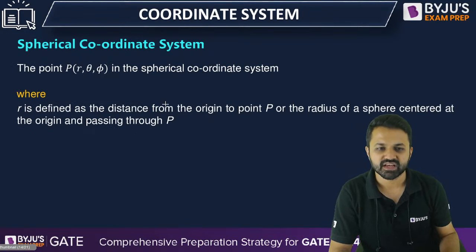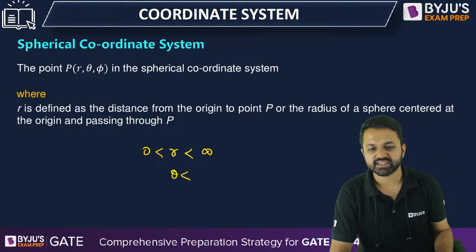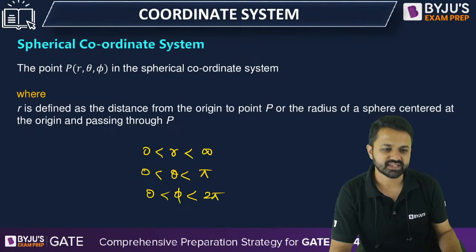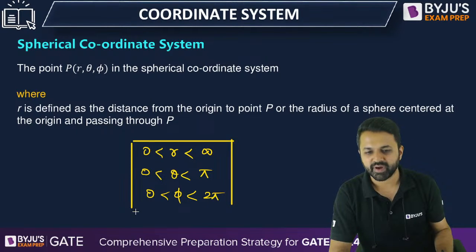What is the range of these three parameters? r is equal to 0 to infinity, theta is equal to 0 to pi, and phi is equal to 0 to 2 pi. So this is the range that you should remember, the range of all three parameters.